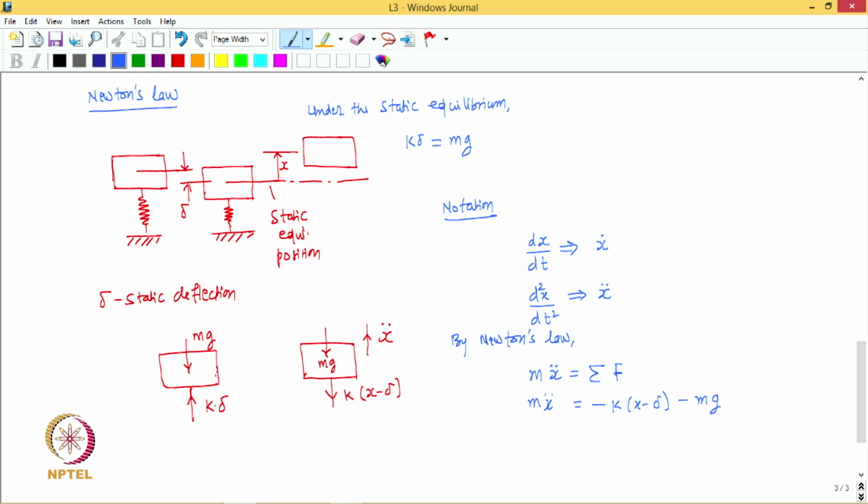In the light of the static equilibrium condition, k delta is equal to mg. So, this mg and k delta would cancel out, and we would be left with m x double dot equal to minus kx, or m x double dot plus kx equal to 0. This is the equation we are getting. This is said to be the equation of motion of the single degree of freedom system.